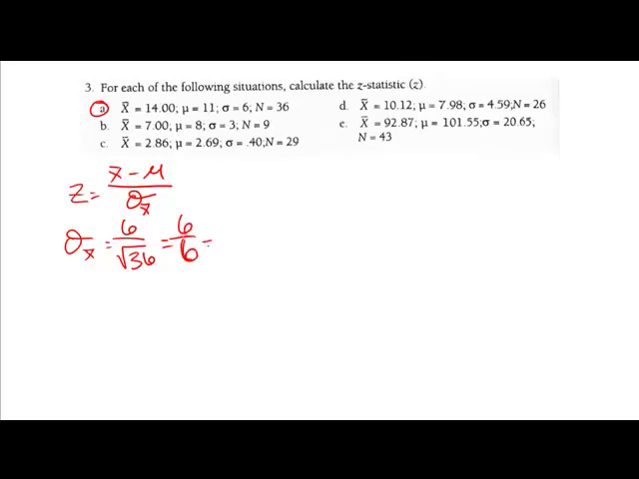For each of the following situations, calculate the z statistic. Okay, let's start with A. Z is going to be the same. Z equals x bar minus mu divided by, now we're dealing with a sample, so it's going to be our population standard error. I'll calculate that first. 6 divided by the square root of 36. Well, the square root of 36 is 6, because 6 times 6 is 36. 6 divided by 6 is 1.